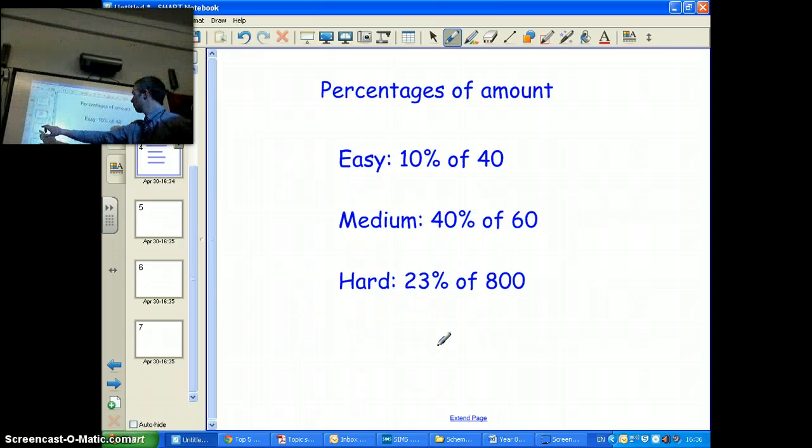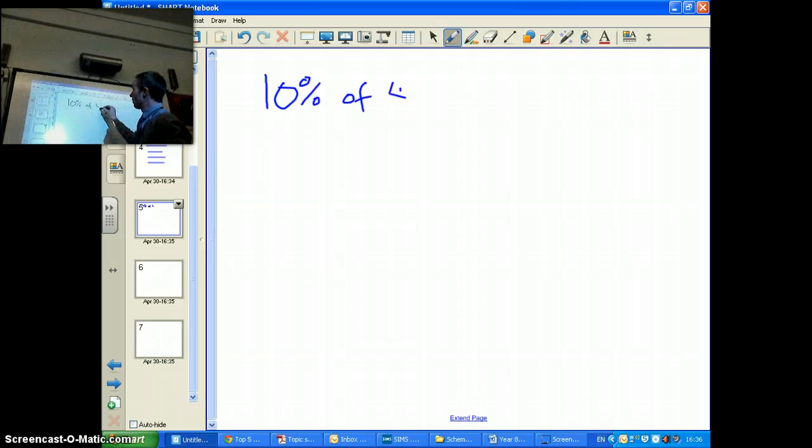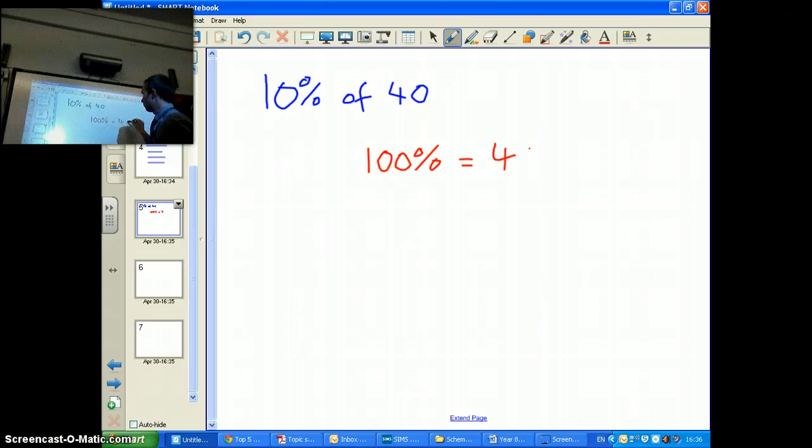Right, the first one here, we're going to do 10% of 40. So to find 10% of 40, we need to know that first of all, 100% is going to be 40. So 100%, our original value, the total, is going to be 40. And so to find 10%, all we have to do is divide it by 10.